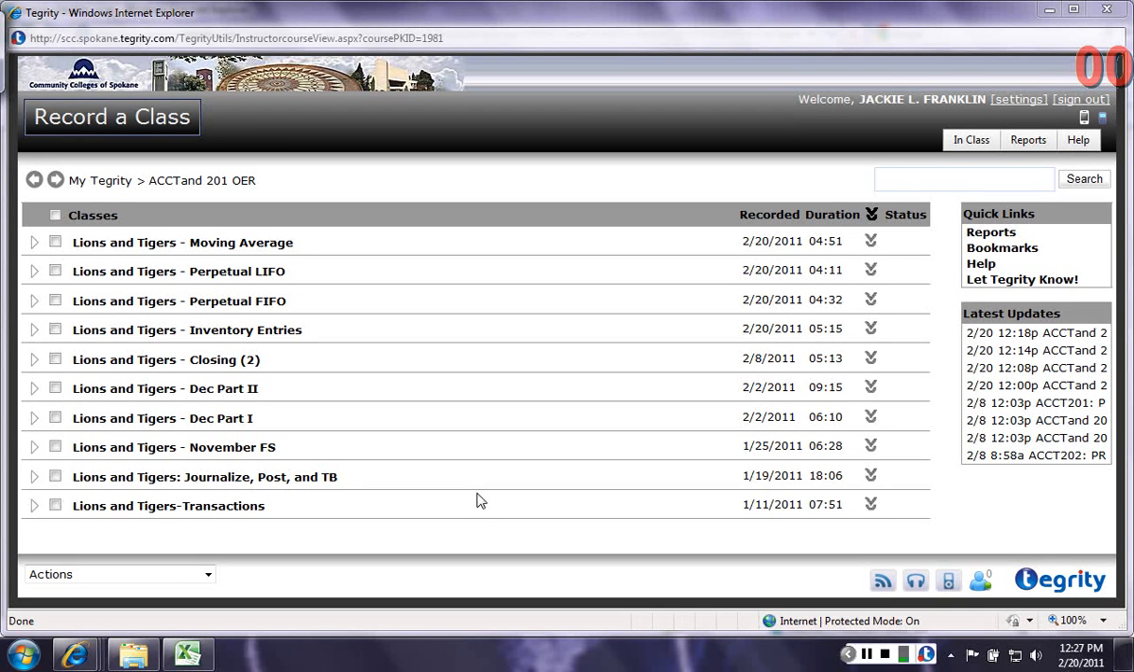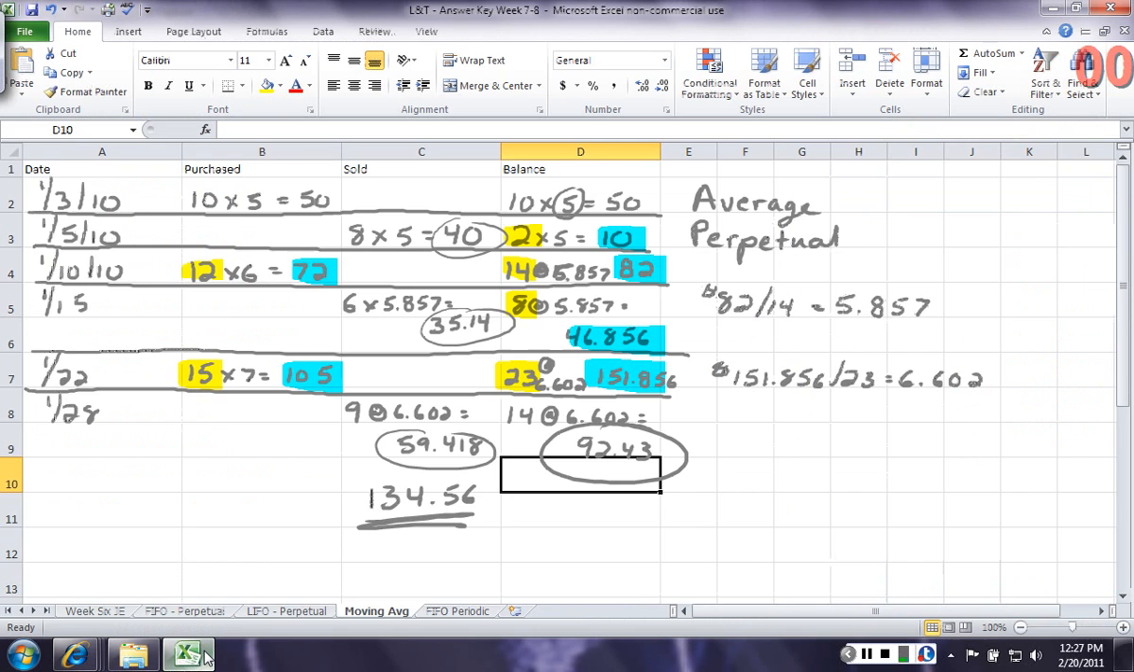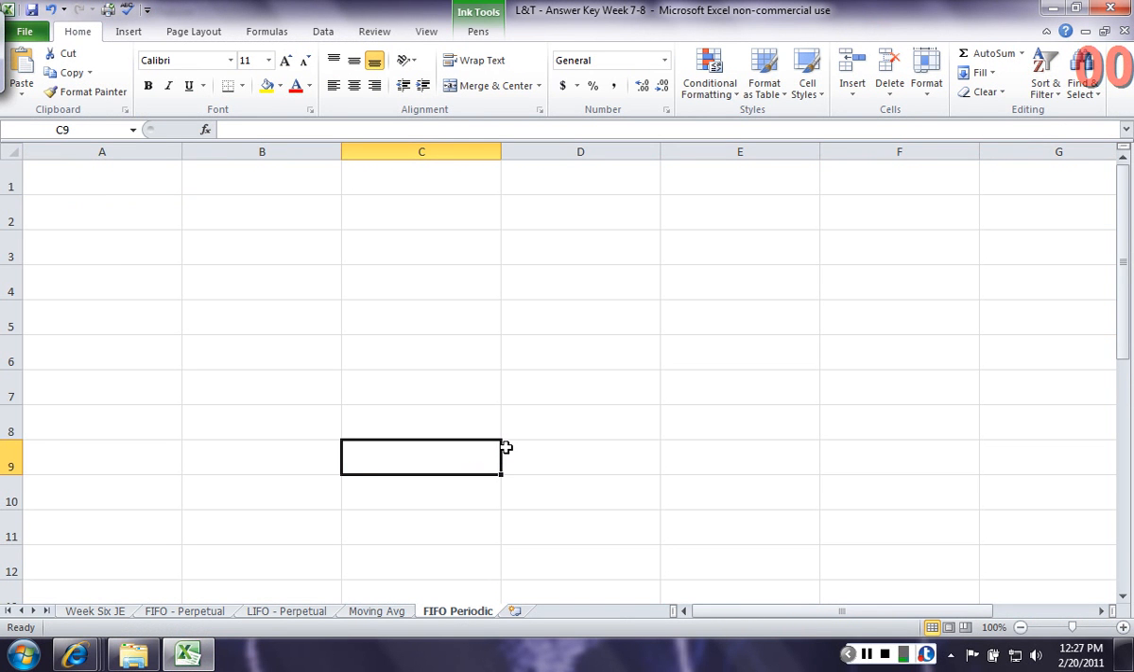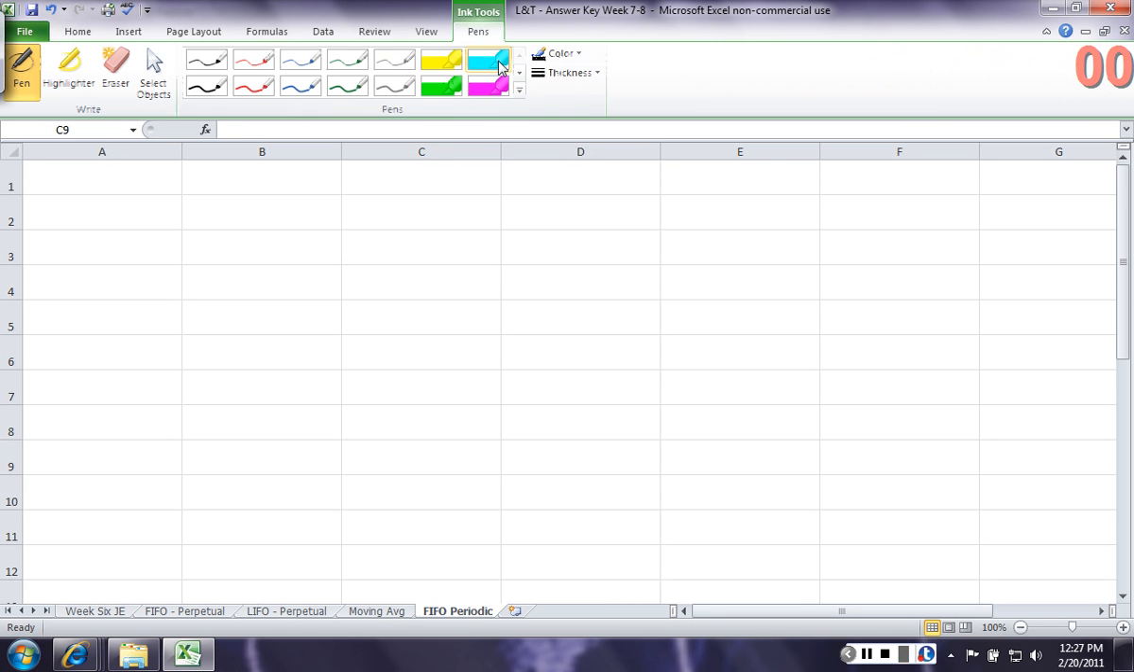Well, welcome back. Now we're going to do all of the inventory methods over again, but this time we are going to be doing periodic. So when we do periodic, whether we're doing FIFO, LIFO, or average, we have one step that we have to do for all of them for periodic.